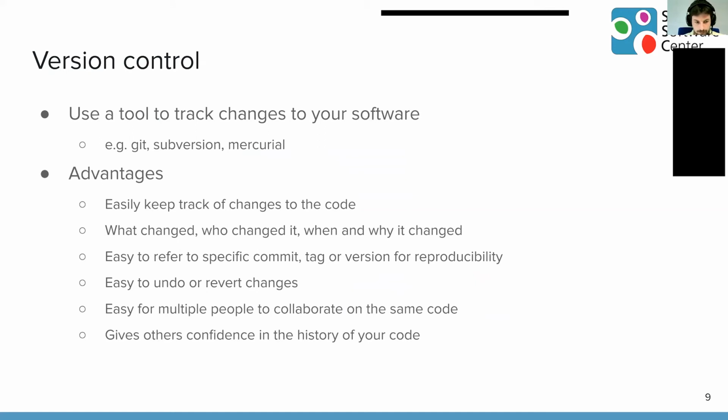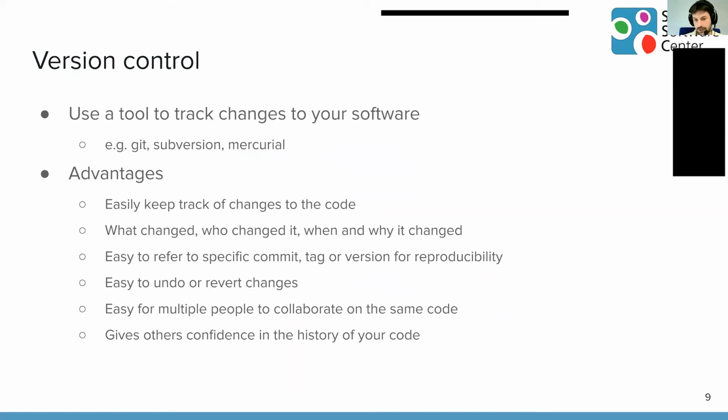And so why would you do this? The key advantage is it makes it very easy to keep track of changes to the code: what has changed, who changed it, when that change occurred, and why it happened. It also makes it very easy to refer to a specific commit, tag, or version for reproducibility.